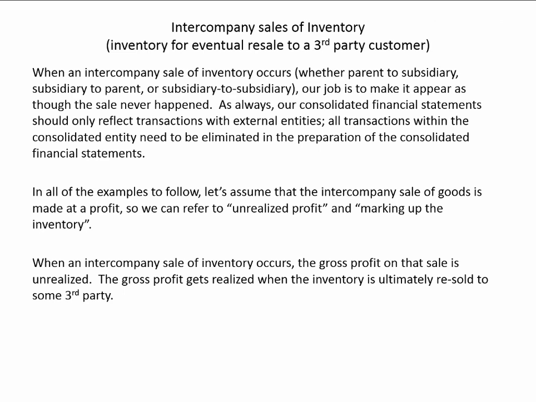When an intercompany sale of inventory occurs, the gross profit on that sale is unrealized. The gross profit gets realized when the inventory is ultimately resold to some third party. Let's think about this as an analogy to the intercompany sale of land that we talked about earlier. When a company had an intercompany sale of land, the gain or loss on the sale of land needed to be eliminated, and the land needed to be reduced to its true historical cost each year in the elimination process.